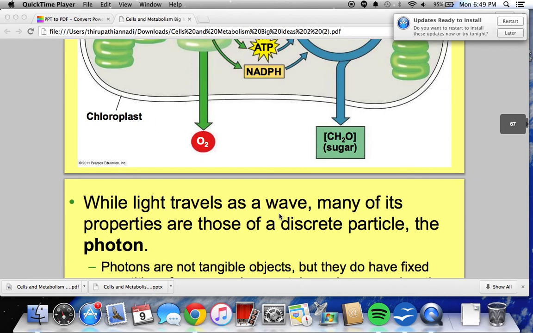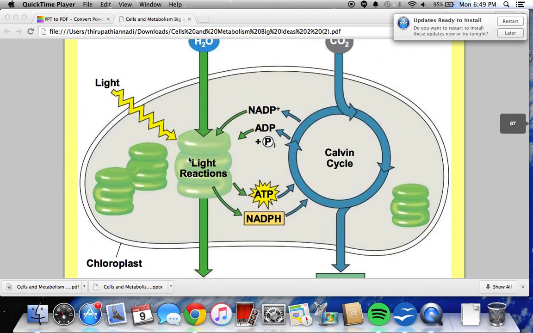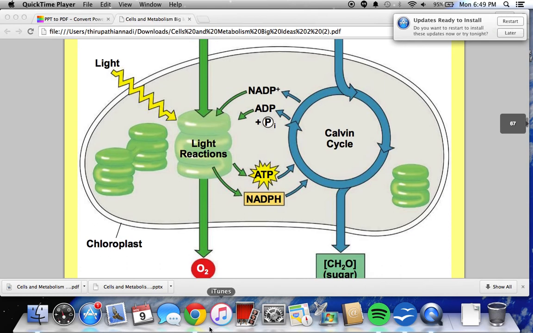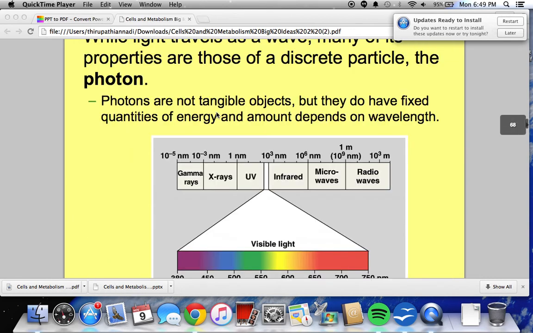Okay, and this is a good sum up. Light and H2O are going to go into the light reaction. It's going to release oxygen. It's going to produce ATP and NADPH. Those are going to help power the Calvin cycle along with CO2. Those three things are going to make your sugars. And these two are going to be converted back to their other forms and go back to the light reaction in a big circle. Woo.